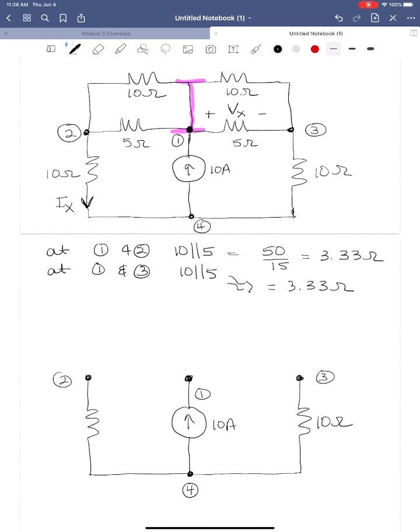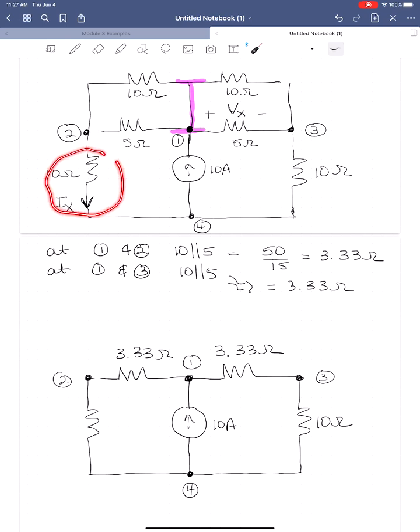Okay, but we've got these parallel combinations now that exist between node 1 and node 2, 3.33 ohms, and node 1 and node 3, 3.33 ohms. Now the question is, and I'm going to move one up top here, again, Vx and Ix, do they exist on this circuit? Well, we didn't do anything to the 10 ohm resistor. We didn't do any simplification here, so certainly Ix still exists. So here's Ix.